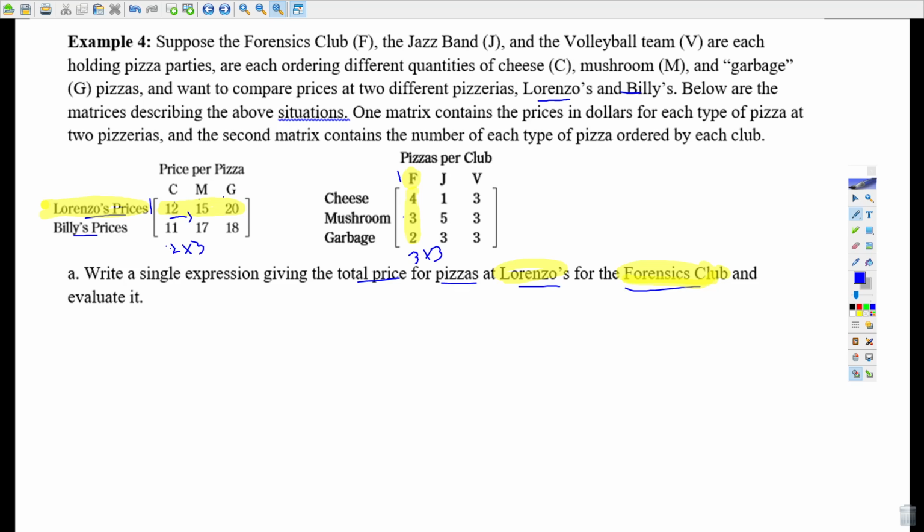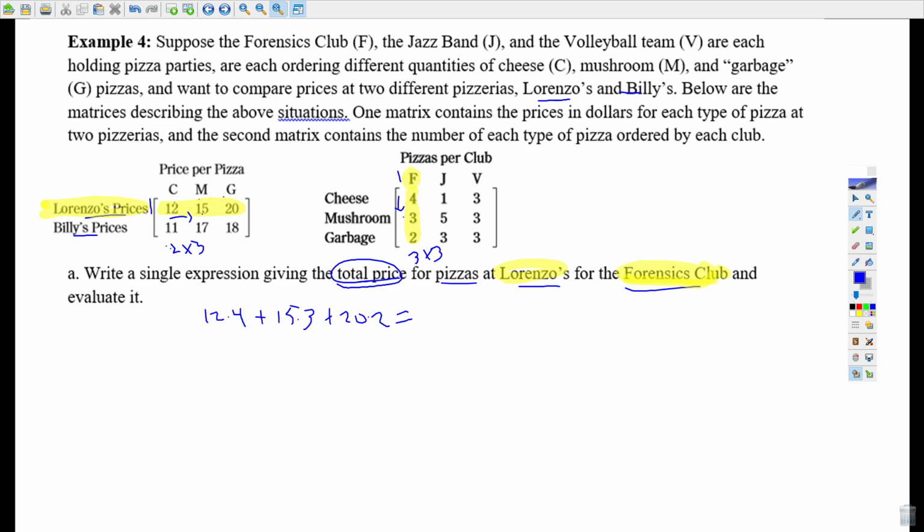So how do we do it? Across the row, down the column, no different. So we have $12 for a cheese pizza, and they ordered 4 cheese pizzas. So we multiply them together and keep going. Plus $15 for a mushroom times how many they got? 3. Plus $20 for garbage, and they got 2. So it's interesting that as you do matrix multiplication, it actually works out to find the total price of the pizzas. This would be if the Forensics Club chose Lorenzo's.